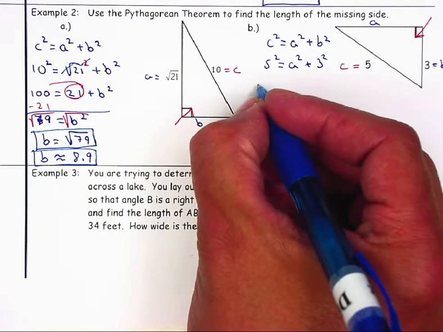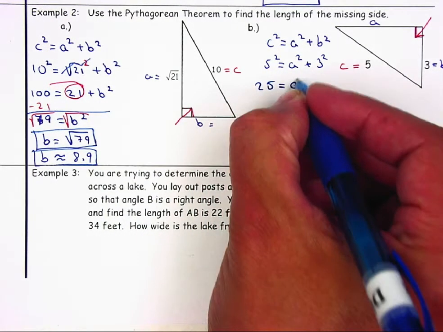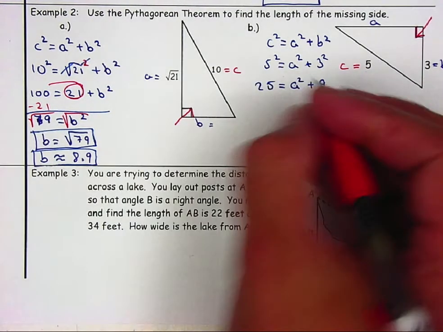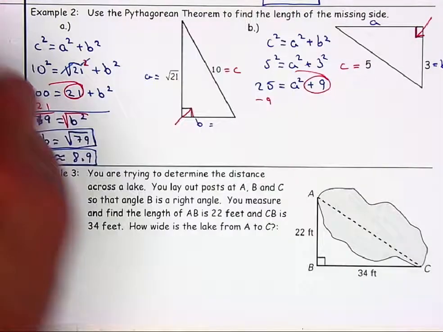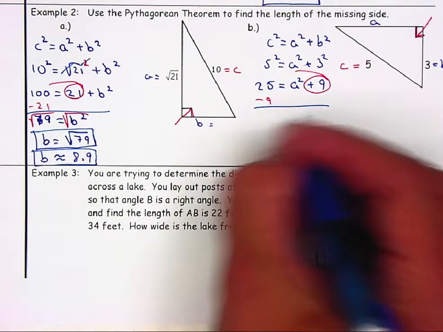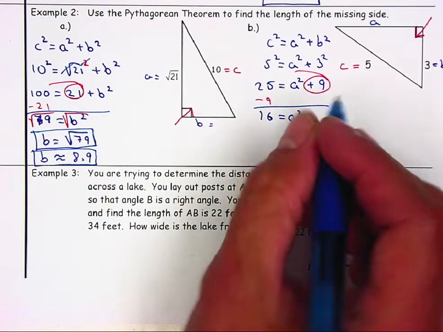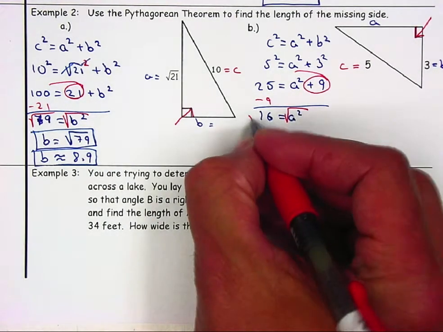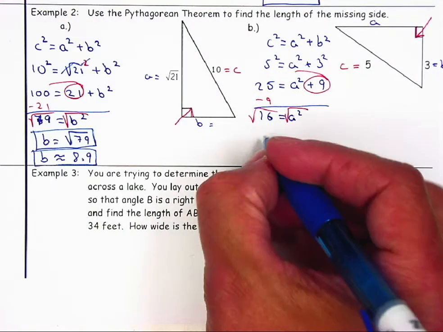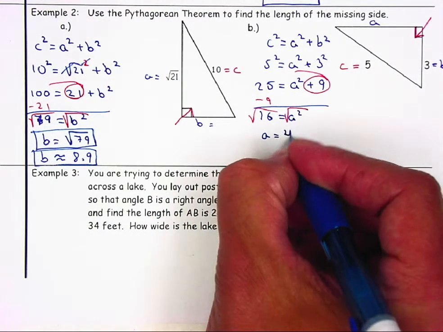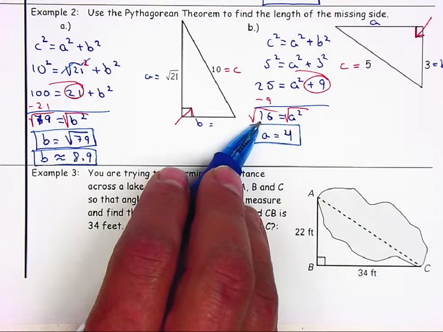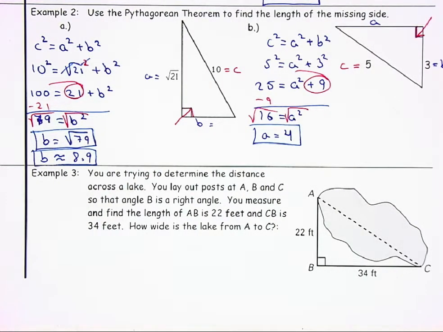5 squared is 25. A squared. 3 squared is 9. I just need to solve it, so I'm going to move my 9 to the left, becomes a negative 9. 16 is equal to A squared. To get rid of the square, I'm going to take the square root, one last step. Square root of 16 is 4, correct. And that'll be your answer. Notice that I kept the equal sign because square root of 16 is a perfect square, so therefore your answer is 4.